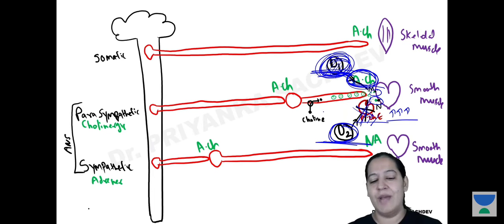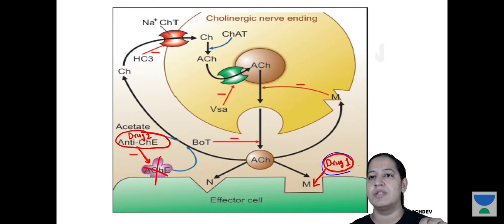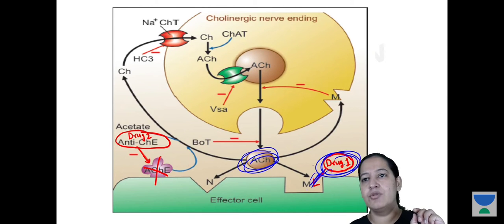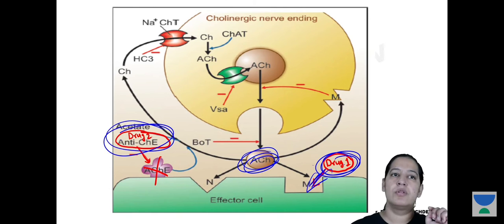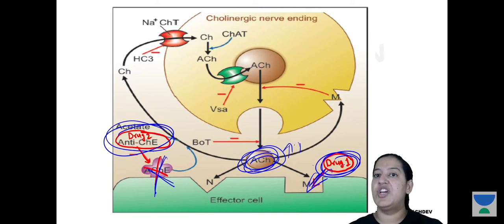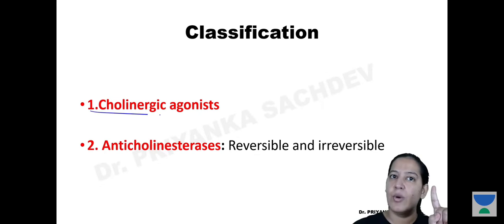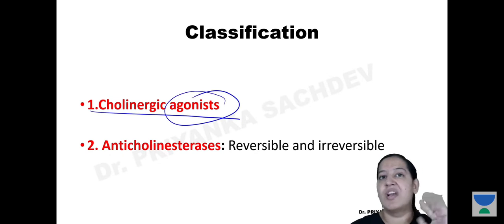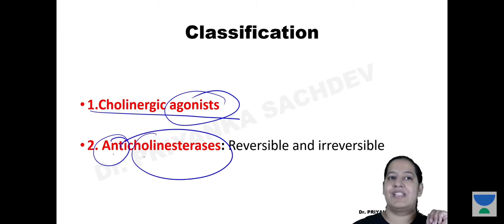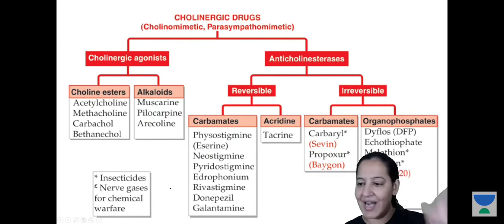So there are two types of drugs. This is drug 1, structurally similar to acetylcholine, and it will bind to the receptor directly. And this is drug 2, which will inhibit the enzyme, so it will increase the concentration of natural, endogenous acetylcholine. The first type of drugs are known as cholinergic agonists because they are structurally similar. The second type are known as anticholinesterases because they are inhibiting the enzyme cholinesterase. Give me a thumbs up if you got it. So this is the classification of the drugs.